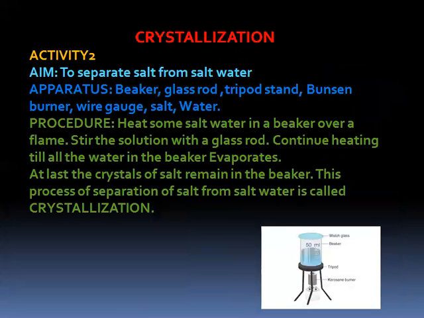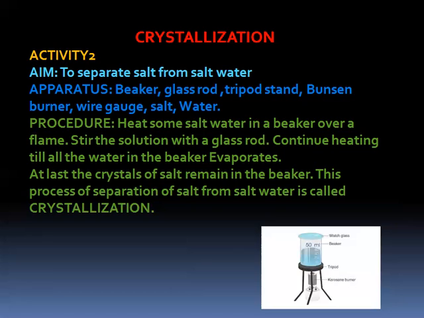So our next process is crystallization, activity 2. The aim is to separate salt from salt water. What are the requirements? Apparatus: beaker, glass rod, tripod stand. Tripod stand is nothing but a 3-leg stand. Bunsen burner, which we use in the laboratory for burning, for boiling and all. Wire gauze is nothing but a mesh, which we place in between the fire and our glass beaker. Salt and water, that is salt water.